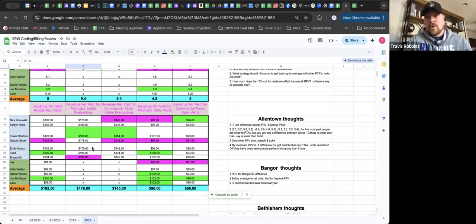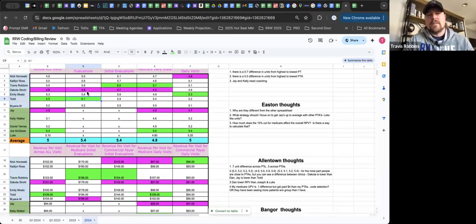So you just need to go into code selection. If you have someone that's really low on units per visit, then you're looking at, okay, are you spending the same amount of time with the patients that every other clinician is? Because that's really the only explanation for this. Not spending the same amount of time or not using modalities. Those are the two major things that are going to be issues.